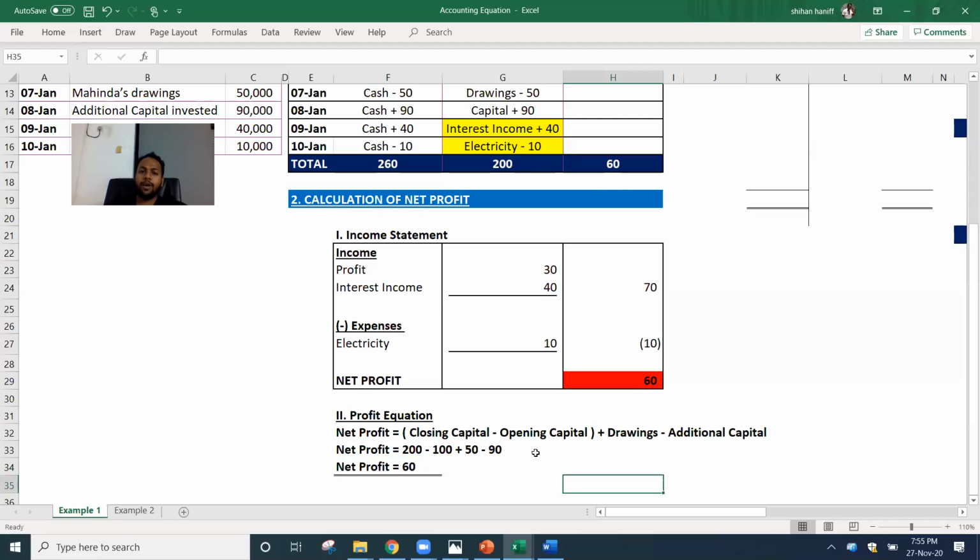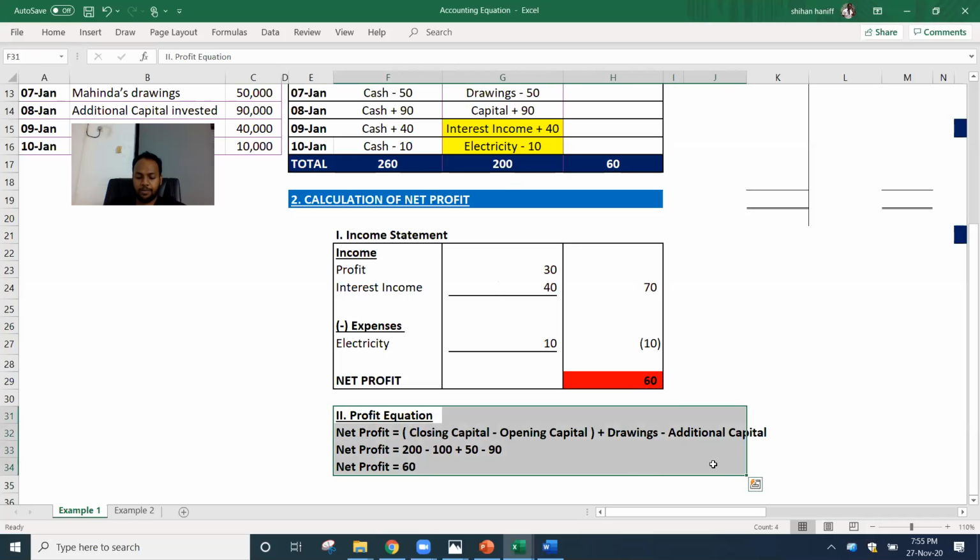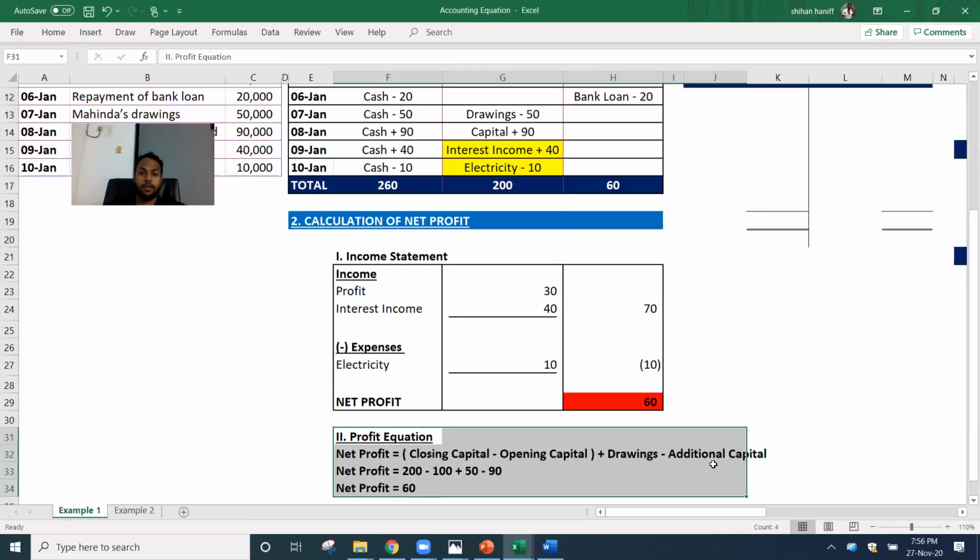Okay. So you can use one of the methods in the exam. And mostly there are questions from the profit equation, because there is another chapter called incomplete records. Under incomplete records, one of the key areas is calculating the profits. Right.